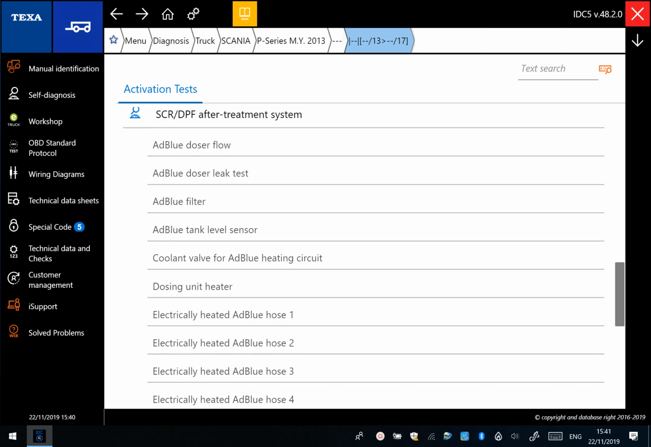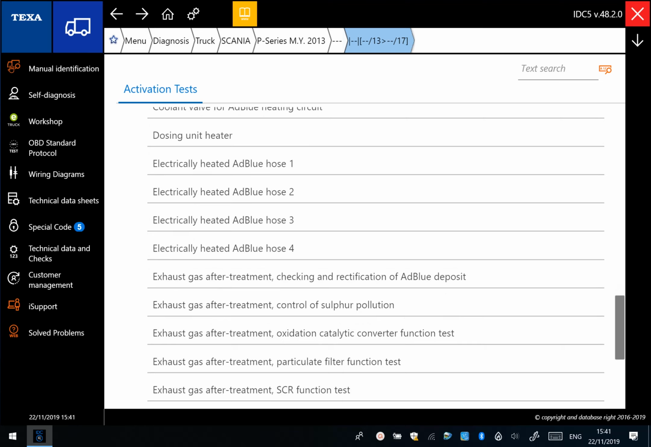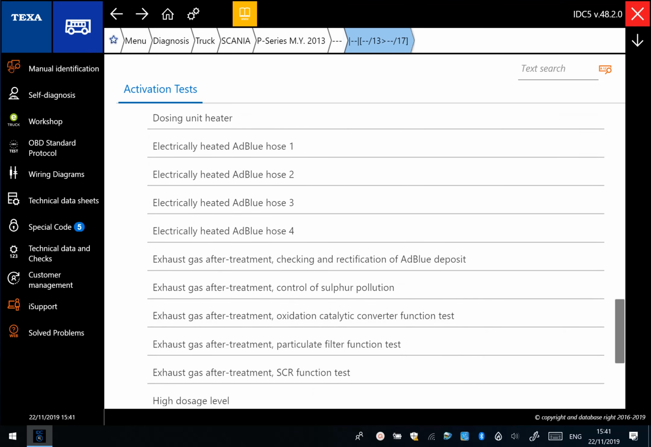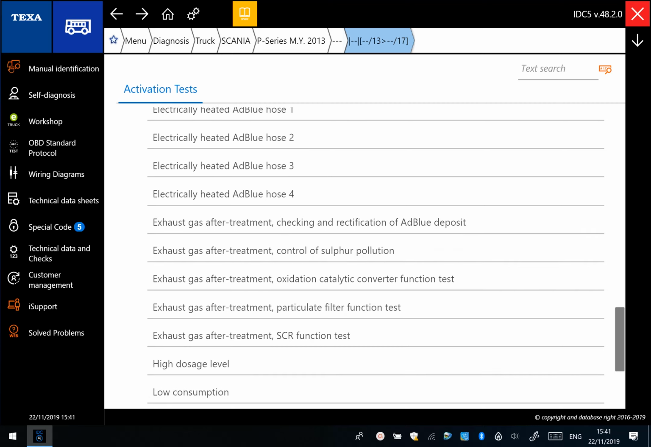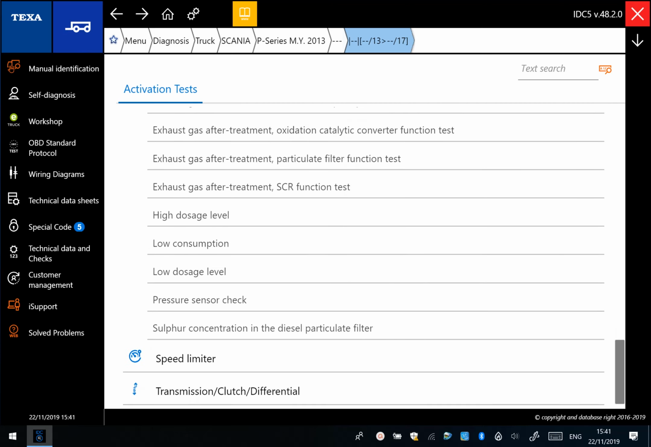We can test the sensors. We can do dosing unit tests. There's a lot of tests that you can carry out to try and whittle down the options on where to start, basically, to clear out those AdBlue faults. So there's a lot in there that you can do, and it goes on down to transmission as well.